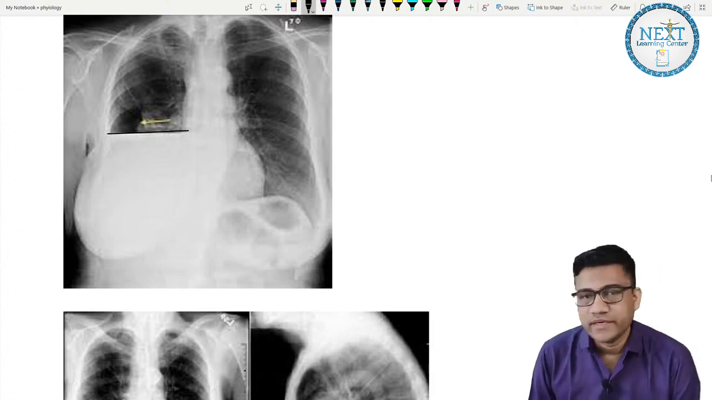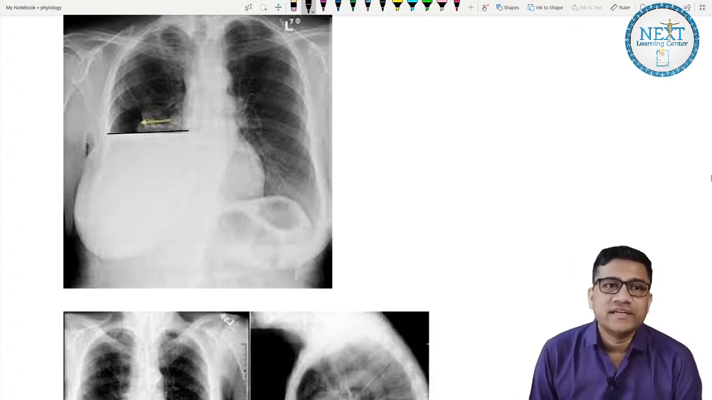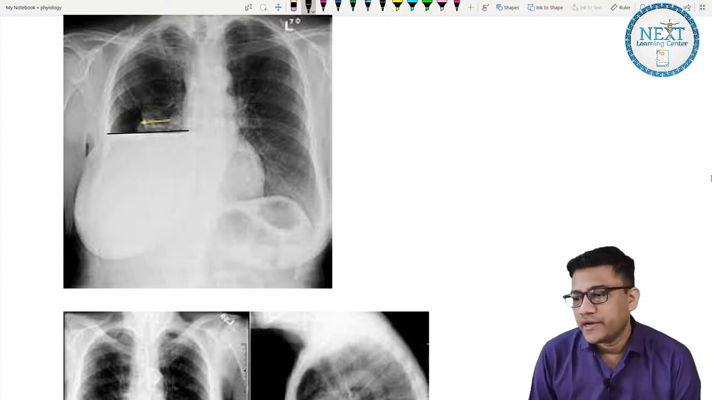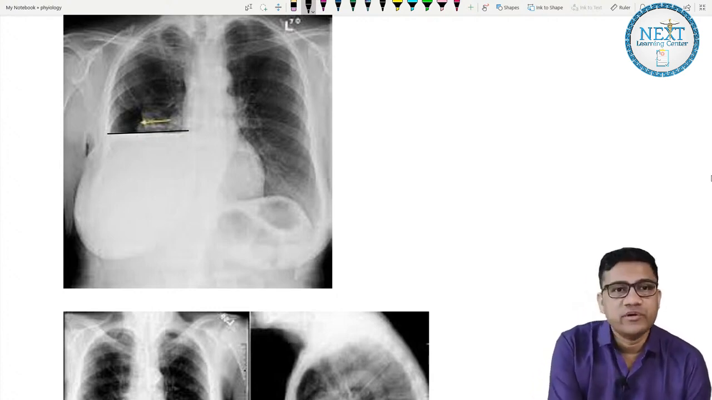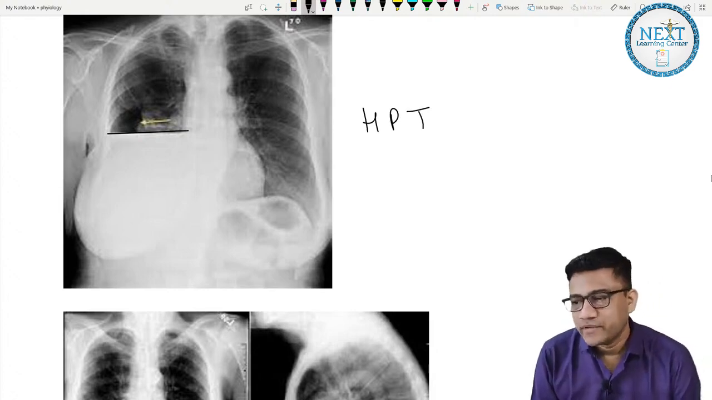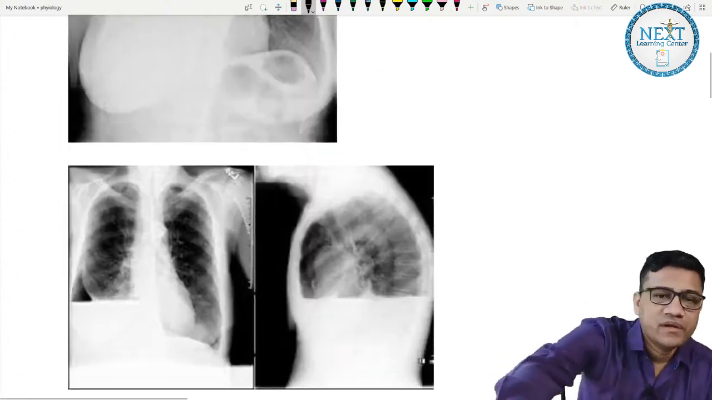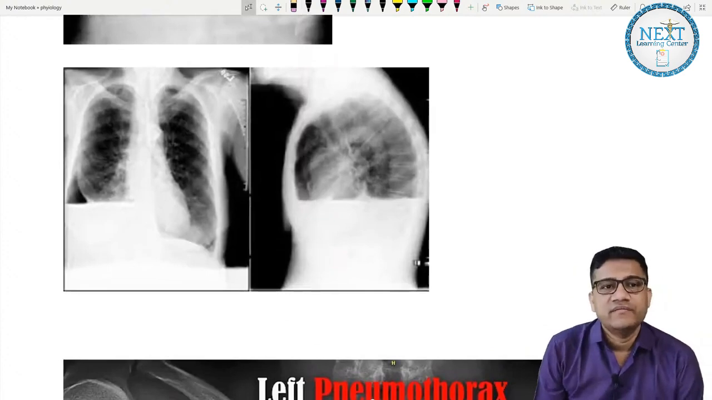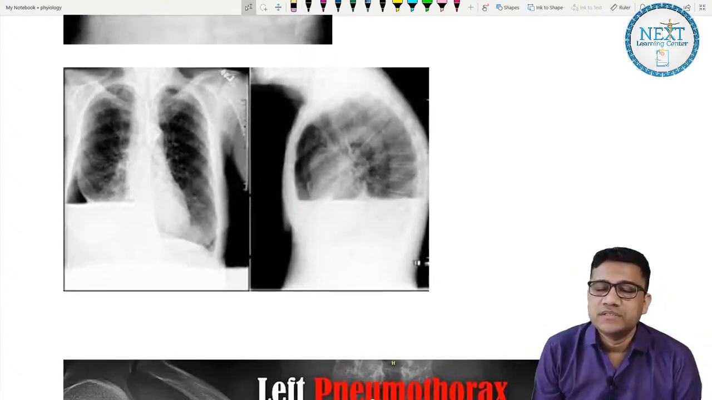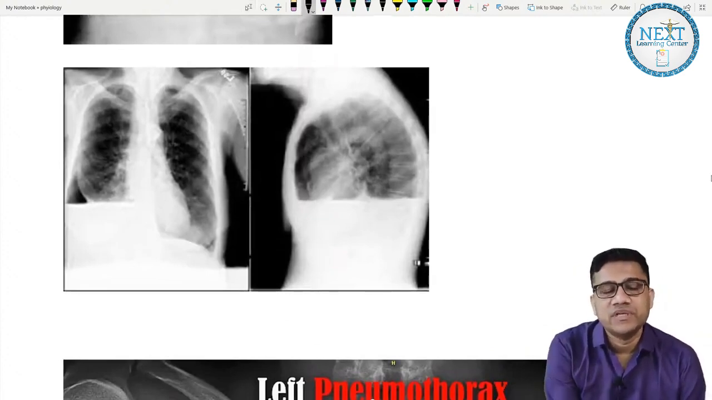So what condition is this? Yes, it is hydropneumothorax. Very good. Hydropneumothorax. Okay, clear? This one is again which condition? Same condition, but this is a lateral view, this is the AP view.